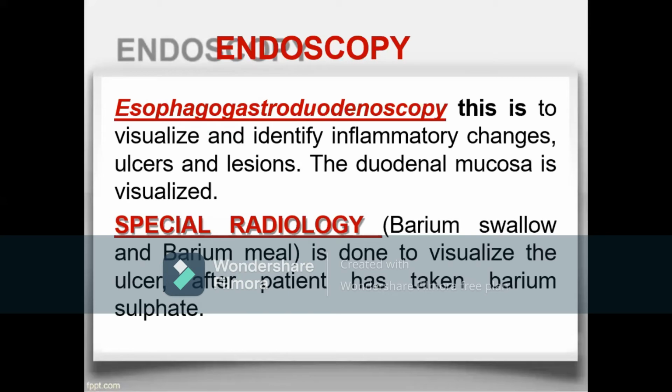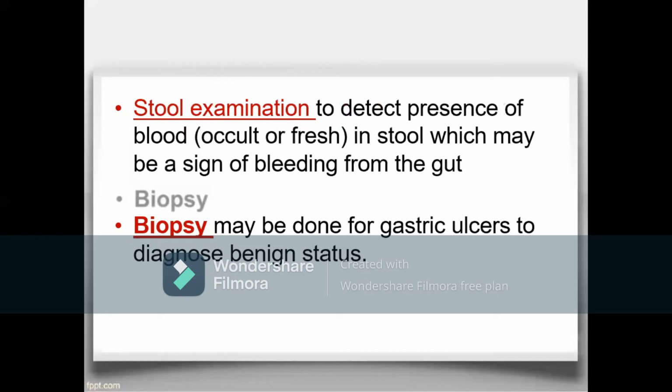Then apart from that, this patient can also be subjected to special radiology, and this special radiology is barium swallow and barium meal. Barium swallow usually will focus on visualization of the upper part of the gastrointestinal tract, and the barium meal will help in visualizing the lower portion of the gastrointestinal tract. Stool examination, just to detect the presence of blood, which could have been digested, and this is now known as occult blood. Biopsy, if you want to rule out any tendencies of cancers developing.